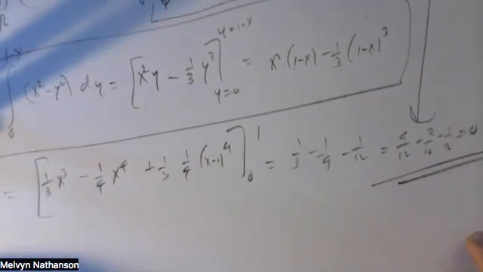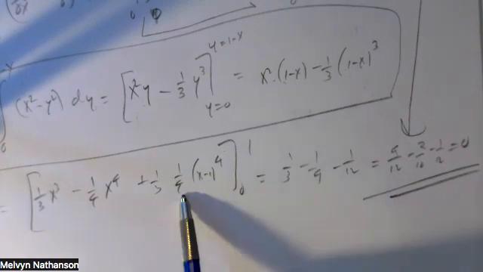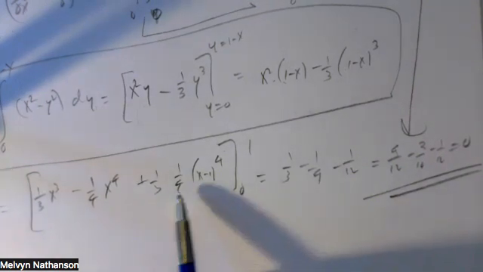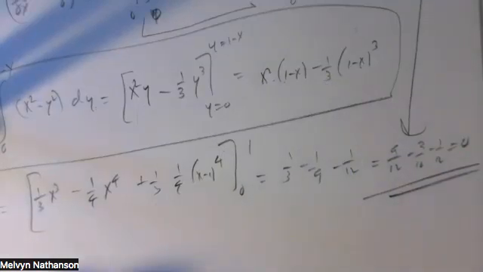Professor, where do you get 12? Well, 3 times 4 is 12. Oh, that one is 3? Okay. Yeah. Okay, thanks. Thank you.